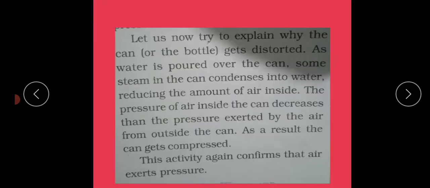Before going to the next experiment, I'll explain this. Let us now try to explain why the can gets distorted. As water is poured over the can, some steam in the can condenses to water, reducing the amount of air inside. Then the pressure of air inside the can decreases, and the pressure exerted by the air from outside the can is more. As a result, the can gets compressed. Inside air pressure is reduced, outside air pressure is more, that presses it, and what happened? It is crushed.